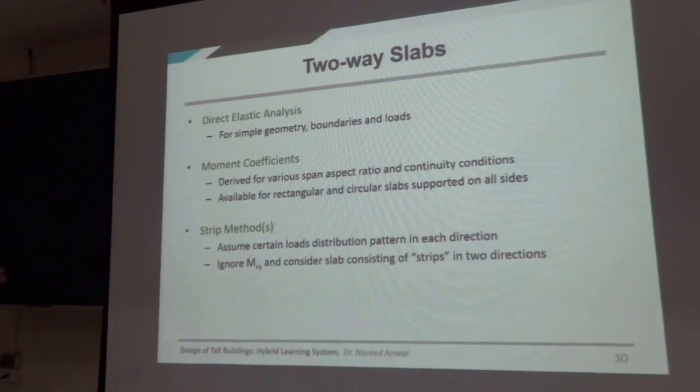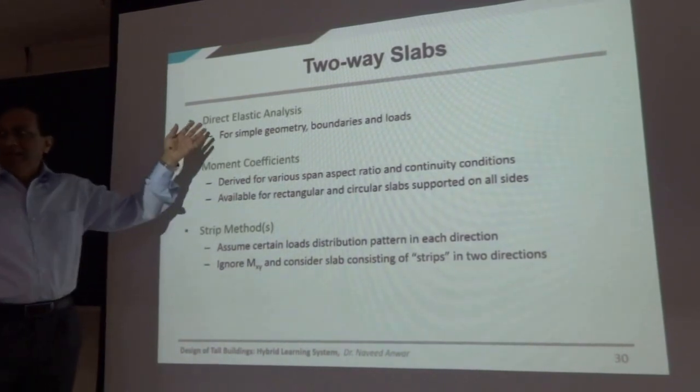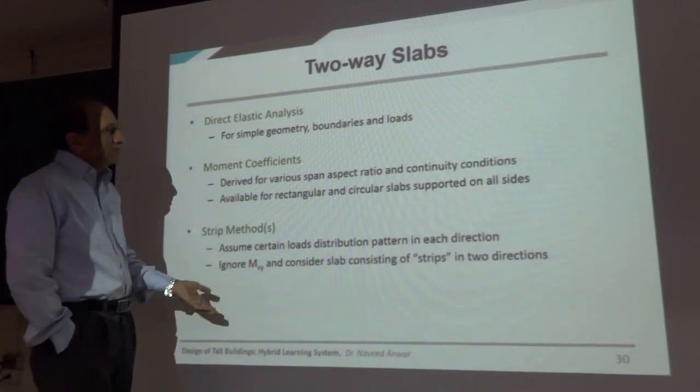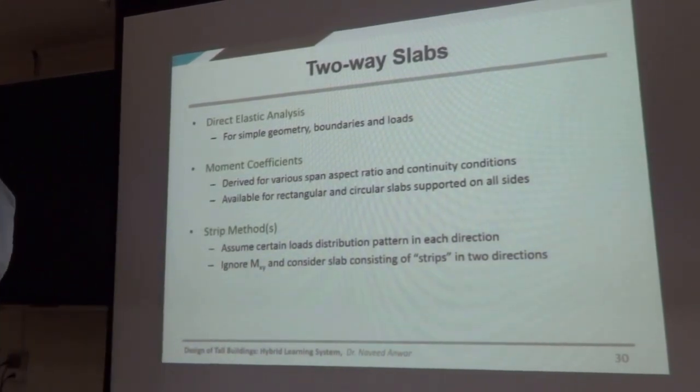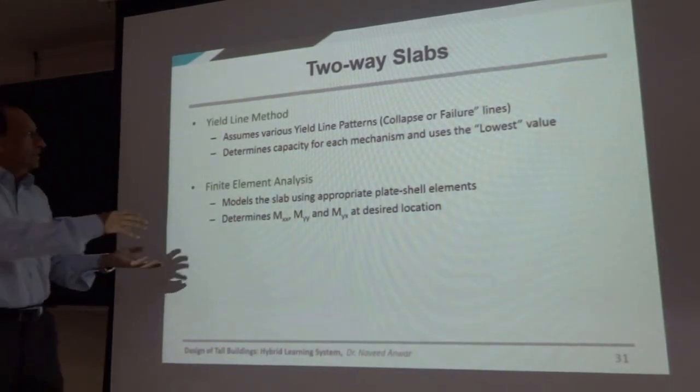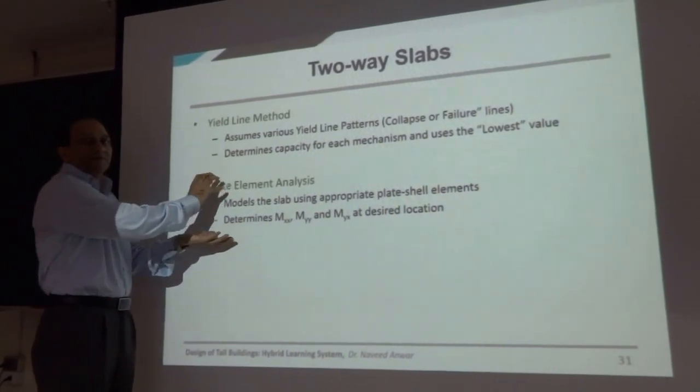We have many ways to do the analysis: direct design method, moment coefficient method, strip methods. We used to study them a lot when we were in class because we needed to. There was no other way. Now there is another way, finite element analysis, that you can use. You don't need them, and they don't teach them anymore. But yield line theory, moment coefficients, strip method, we used to study so many things because we had to do hand calculations for two-way slab design, right? And then ACI code and other people came with the coefficients, yield line theory, finite element method. So there are many methods that you can use. Obviously these days, we just use this for everything, right?